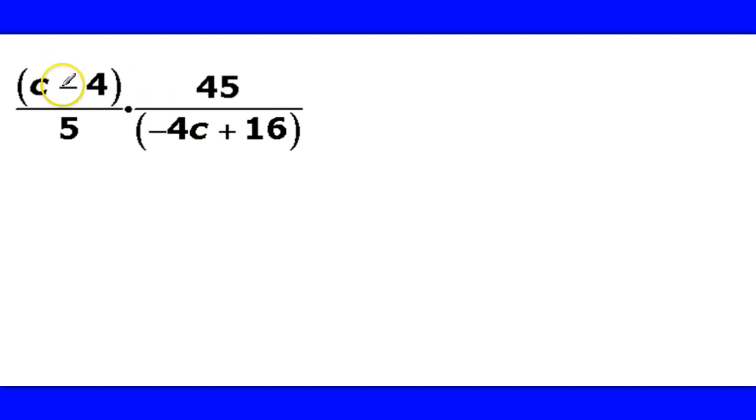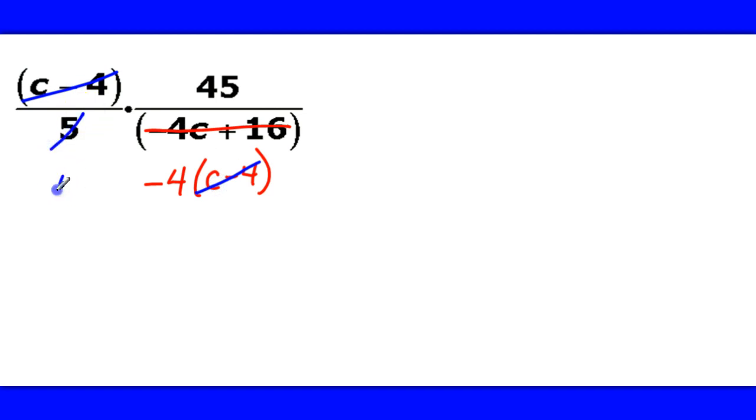Okay. Again, make sure everything's factored. This is not. I'm going to pull out a -4 and that's going to make this a c minus 4. Now, if I had just pulled out a positive 4, I would have nothing to cancel out. So what can cancel out here?